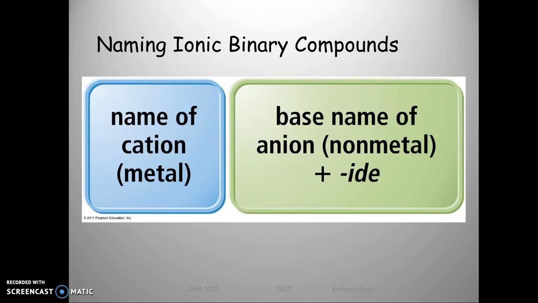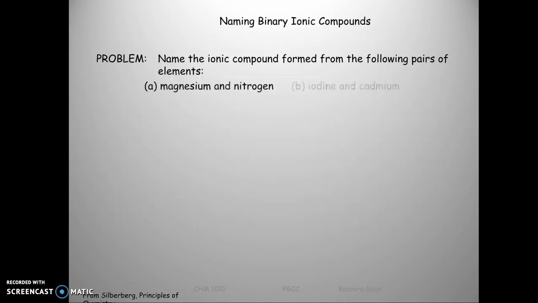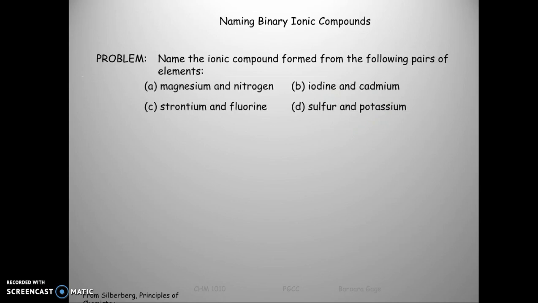Okay, so pretty simple, metal plus non-metal with "ide" at the end. Okay, so some example problems. Name the ionic compounds formed from the following pairs: magnesium and nitrogen. I'm not going to go through all of these. I'm just going to do A and B: magnesium, nitrogen, and iodine, cadmium.